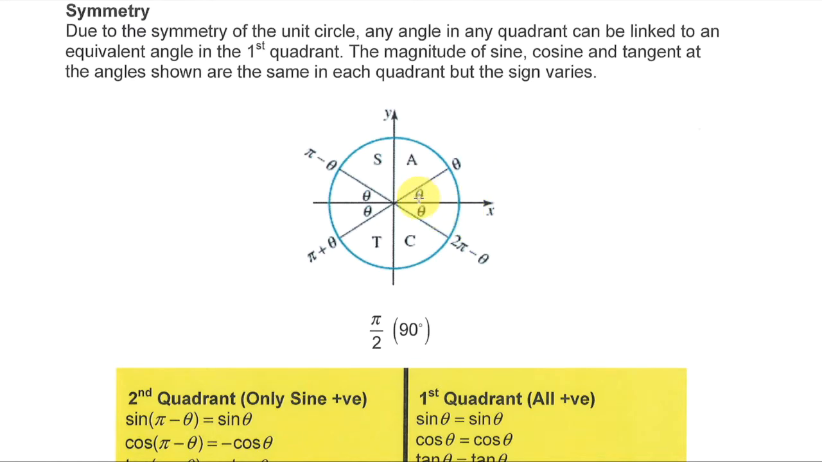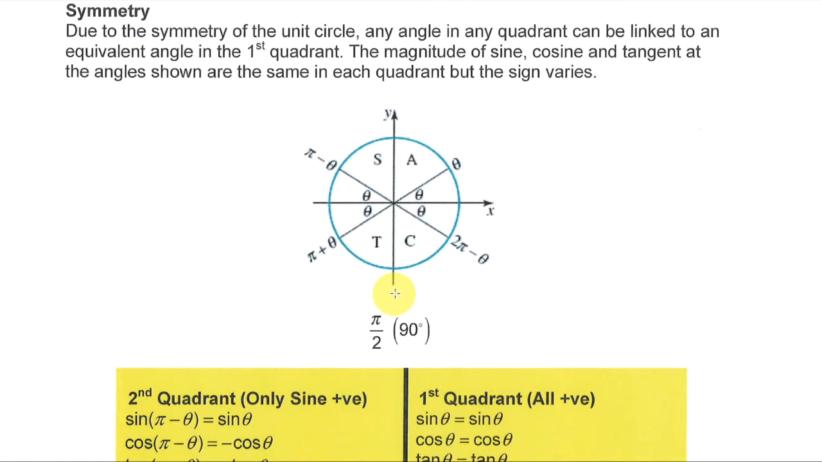So here we've got theta in the first quadrant, and an equivalent angle in the second quadrant is obtained by going pi minus theta. So you can see it's symmetrical. And then in the third quadrant, it'll be starting from pi and then going plus theta. In the fourth quadrant, 2 pi minus theta. So we're always going from the x-axis either that way or that way. We never start from pi on 2 or 3 pi on 2.